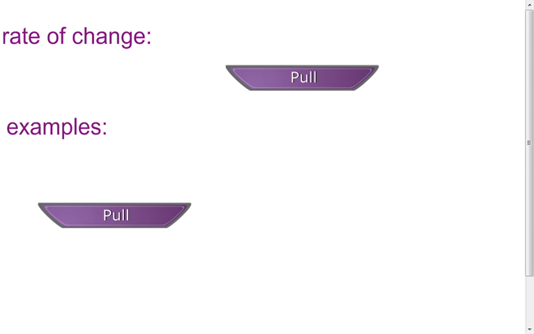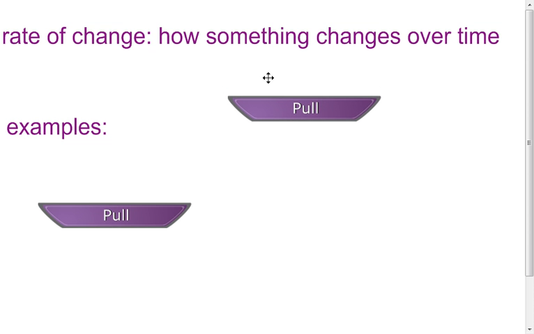In this part of 3.3, we're going to talk about rate of change, which is really nothing more than slope. It's just a specific type of slope. We still have that change in y over the change in x, but our change in y is going to be a little bit different because we're going to look at how something changes over time.